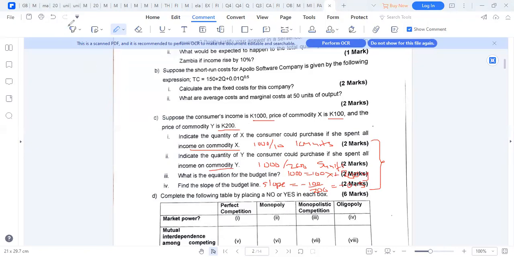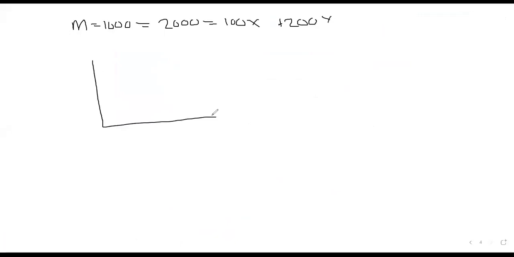If the income increased from 1,000 to 2,000, but still maintaining the same price of good X as 100 and good Y as 200, the income will cause a shift outwards. So originally we are at what? 5 for Y and 10 for X. So income has just doubled here.